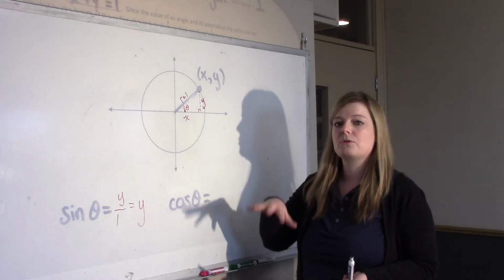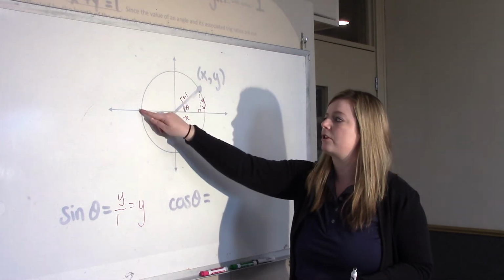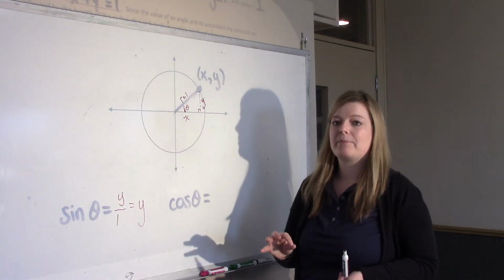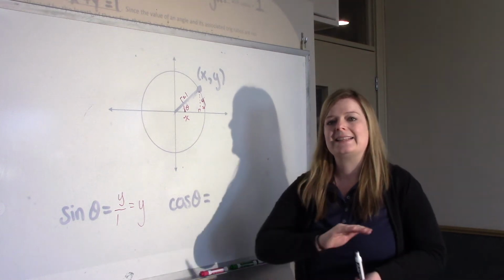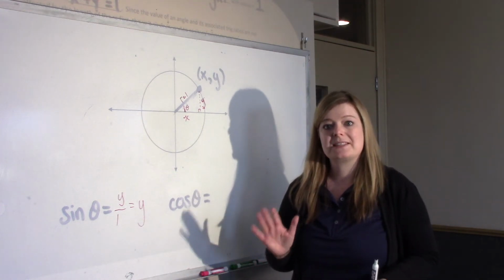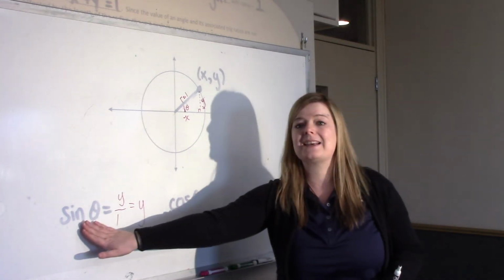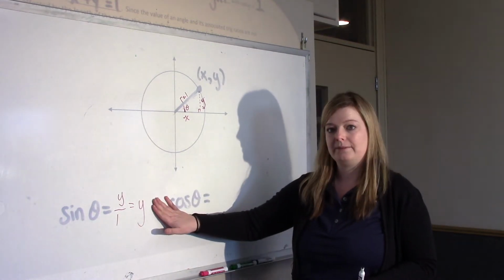Okay? So that's what we're going to do on the next page. We're going to go all the way around the circle and think about what's happening to the value of y. Because whatever is happening to the value of y is exactly what's happening to the value of sine, because we've shown that sine theta is just equal to y.